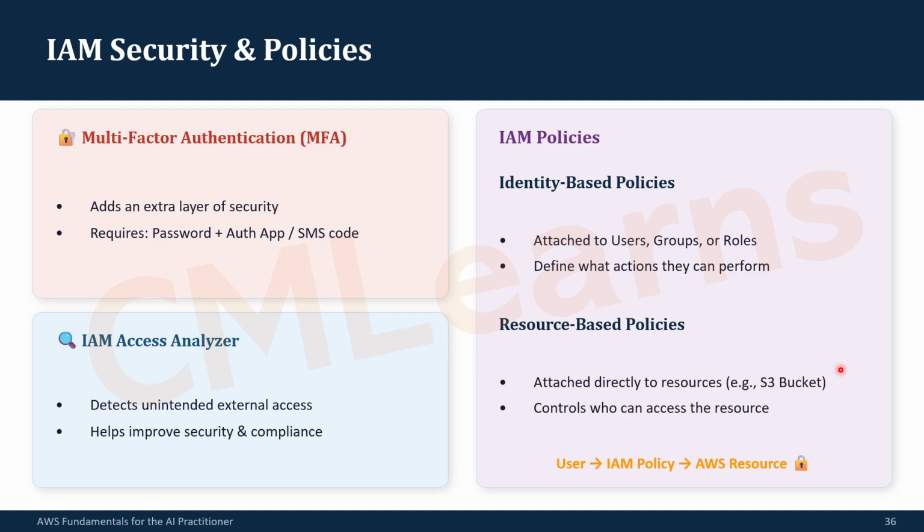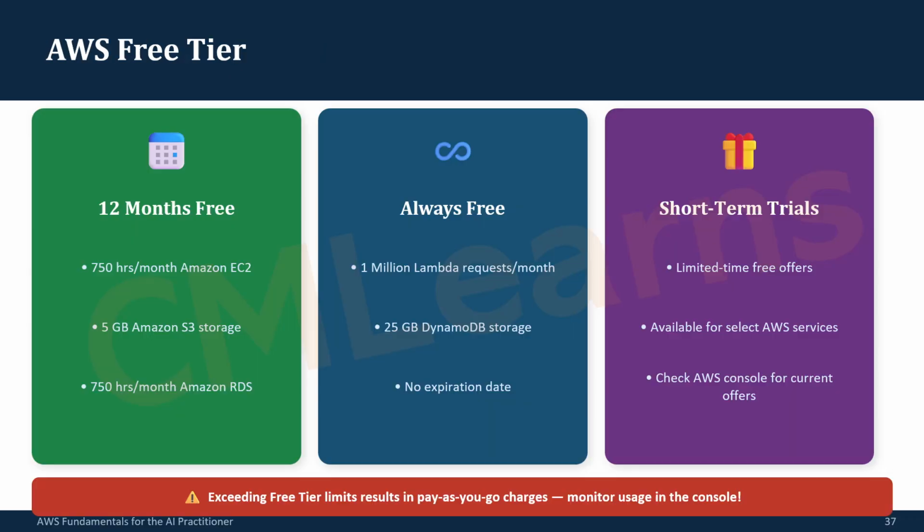Some permissions will be available only in that S3 bucket, and here that user will have some permissions that are only for that particular IAM user, and for that particular resource. So, user IAM policy and AWS resource. So that's it. Then this is all about the AWS Free Tier.